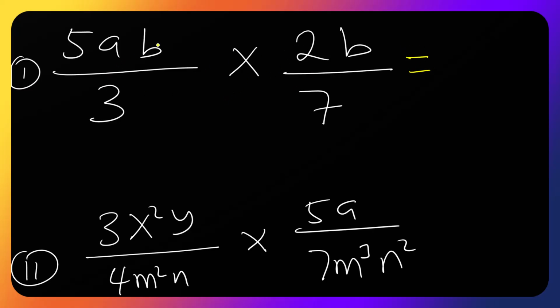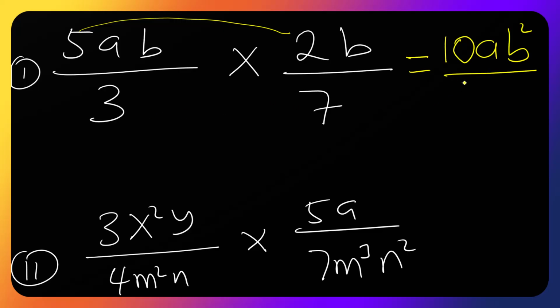Okay, so that will be 5ab times 2b. Don't forget the numbers will multiply. So we have 10. A, we have only 1. So b times b, b squared. 7 times 3, 21. So we have this: 10ab squared on 21.